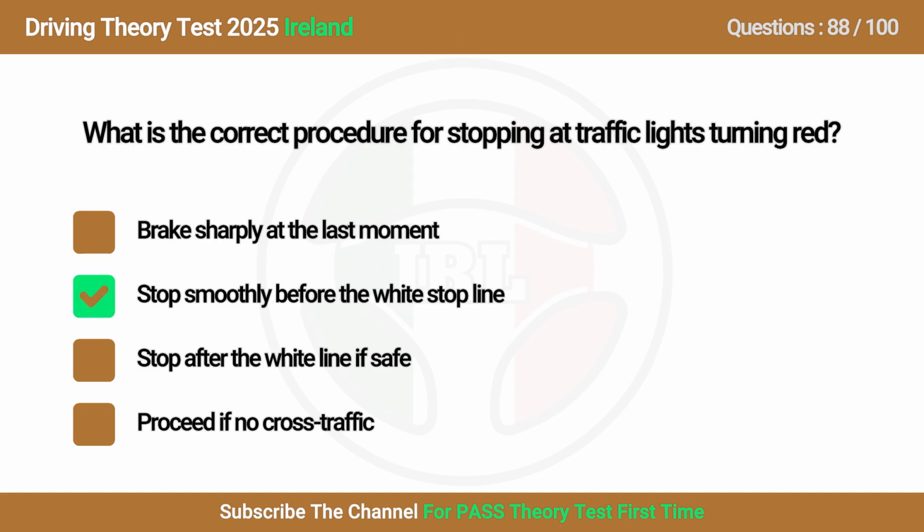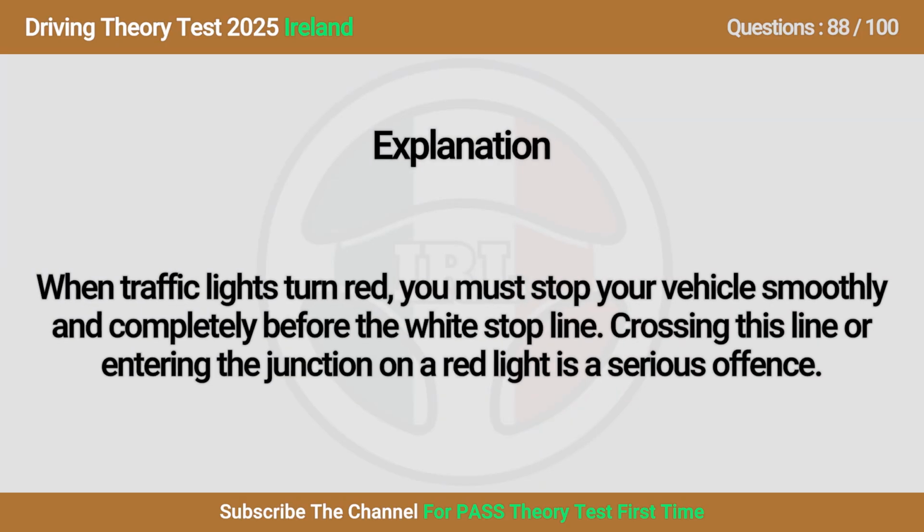Answer is B. Stop smoothly before the white stop line. When traffic lights turn red, you must stop your vehicle smoothly and completely before the white stop line. Crossing this line or entering the junction on a red light is a serious offense.